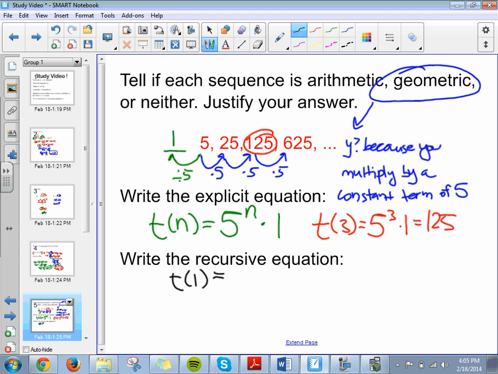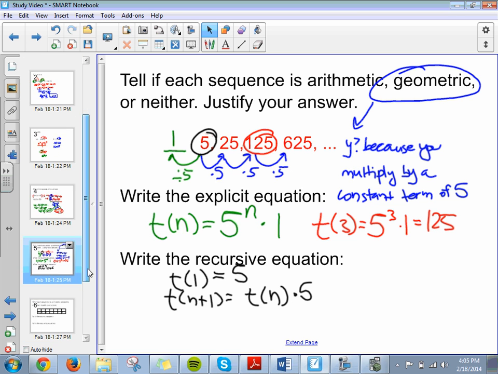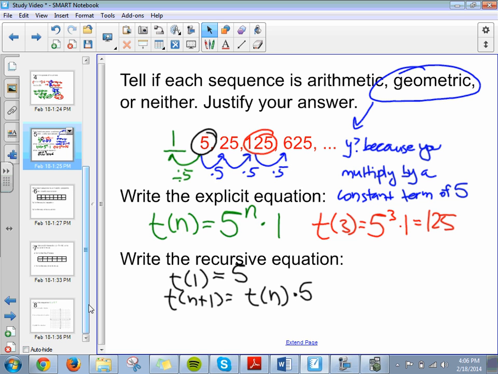When we do our recursive, remember our recursive has 2 parts. First, we're going to want that first term, which we know is 5. Your first term will always be the first number in the sequence. And then your ability to predict the next term depends on the number that came before it, and then that thing we do every time. We keep multiplying by 5.